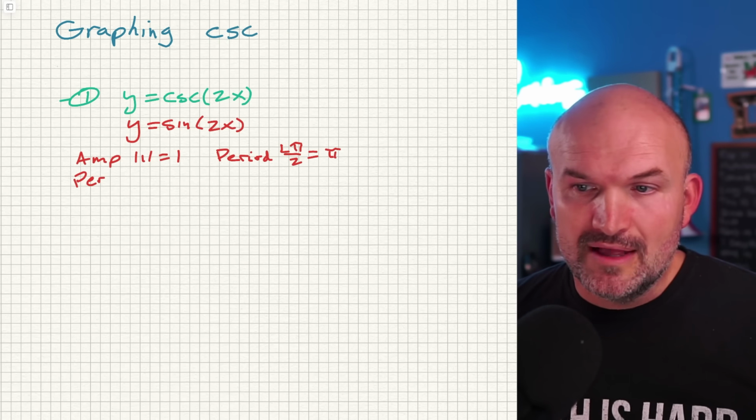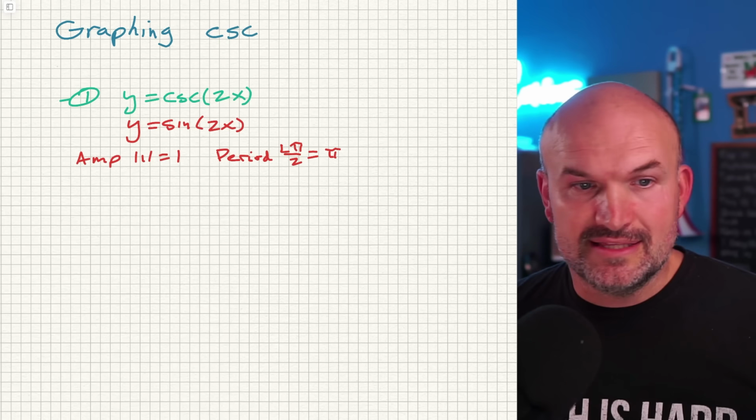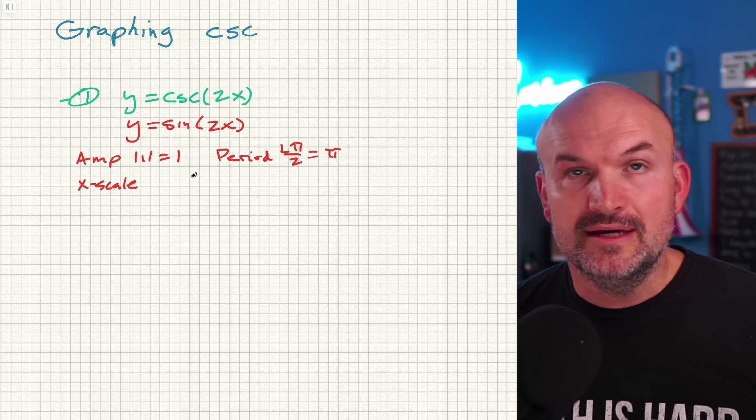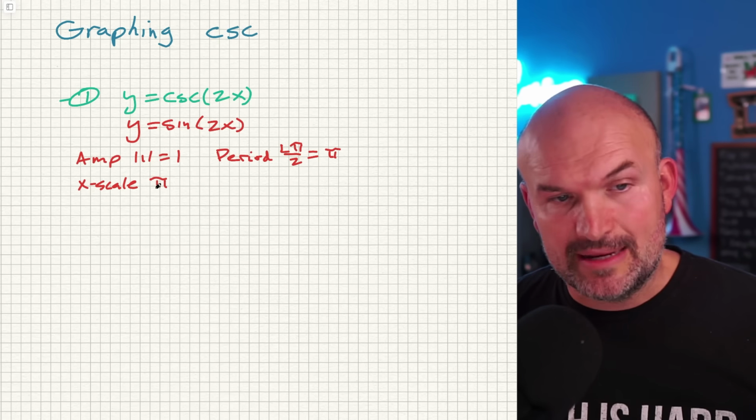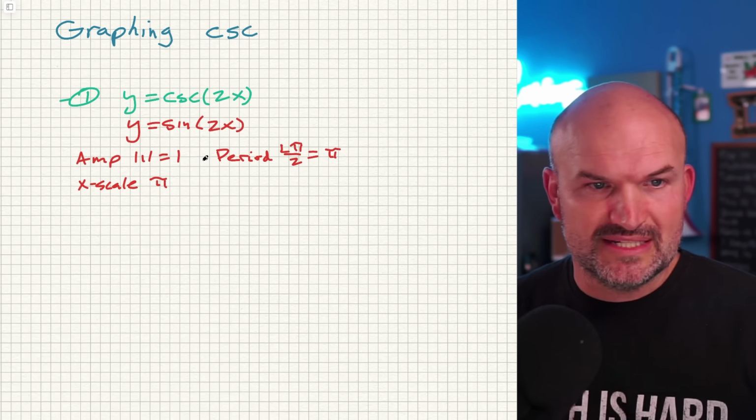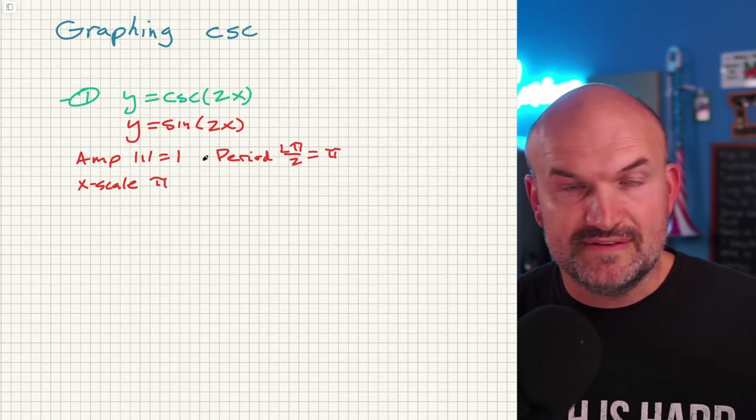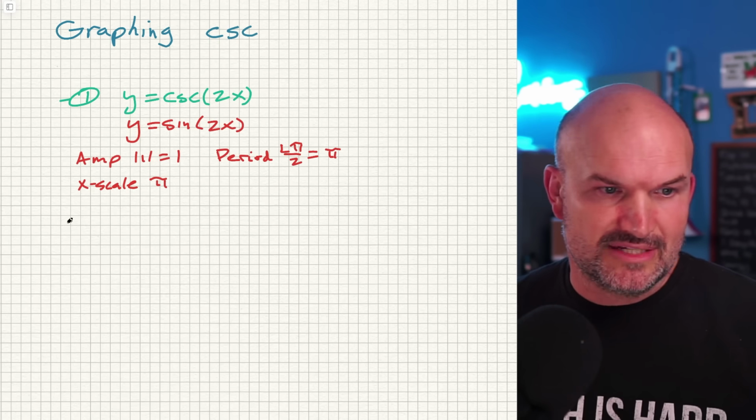Then what I need to identify is my x scale. And the x scale is simply going to be my period divided by 4. So I'm going to take pi and divide it by 4. And then I just want to see if there are any other transformations, any vertical shifts or horizontal or phase shifts. In this case, there are none, but we'll get to those examples as we go.